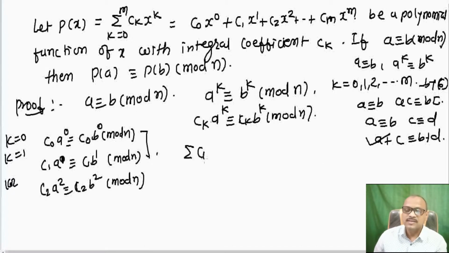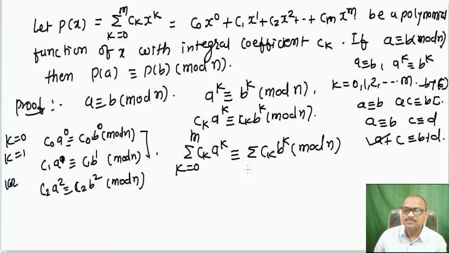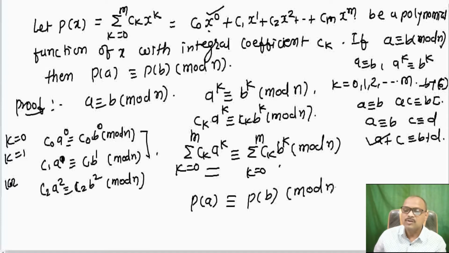This gives us the summation of c_k times a raised to k is congruent to the summation of c_k times b raised to k modulo n, where k varies from 0 to m. But look at the polynomial. This is a polynomial in x, and when we put x equal to a, we get a polynomial in a. So this is nothing but a polynomial in a, and this is a polynomial in b, modulo n.